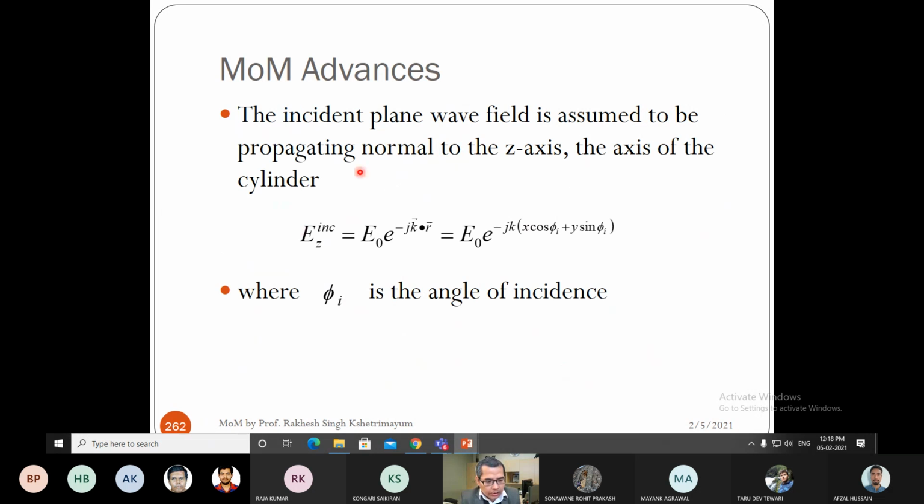And what is the Ez incident? Ez incident is a plane wave which is coming from a very far away distance. And we assume that this plane wave has only a Z component. So we can write the expression for the plane wave as E0 exponential minus j k dot r. k dot r will have only x and y components: exponential minus j k (x cos phi i plus y sin phi i). This is the wave which is incident on the infinite cylinder. Phi i is the angle of incidence. So this Ez incident is dependent on this angle of incidence. When you substitute different values of phi i, you will get different values of Ez incident.